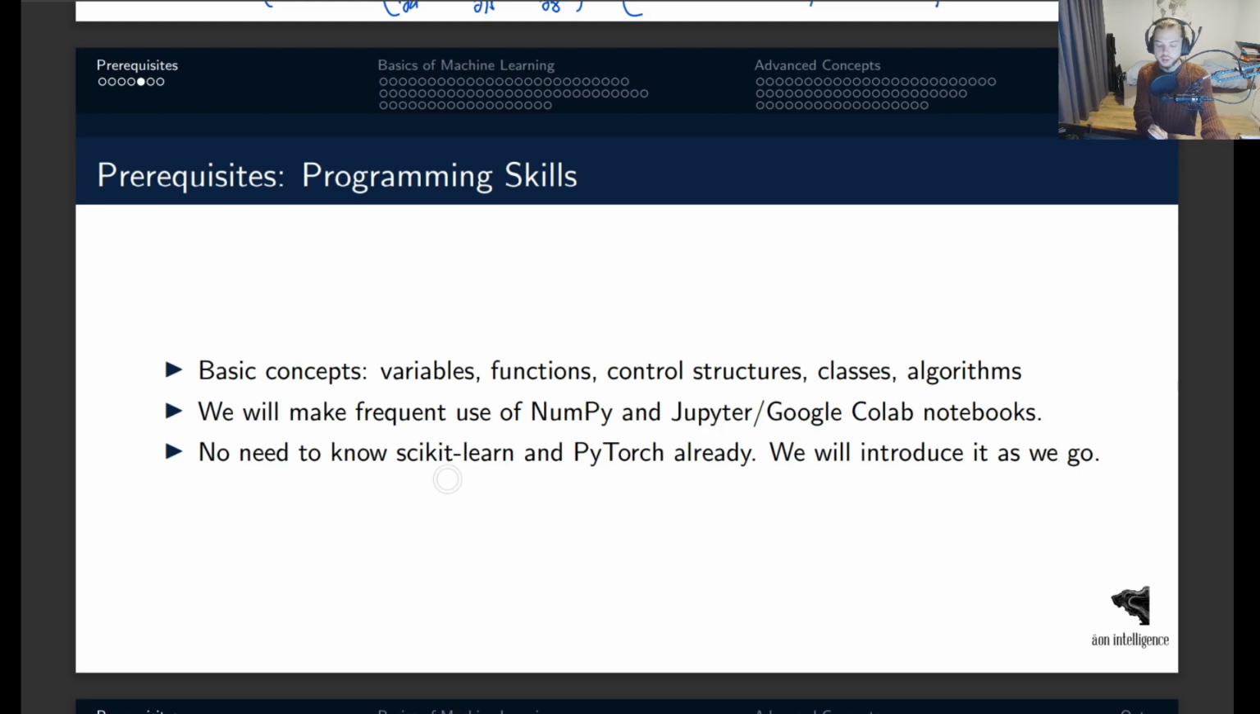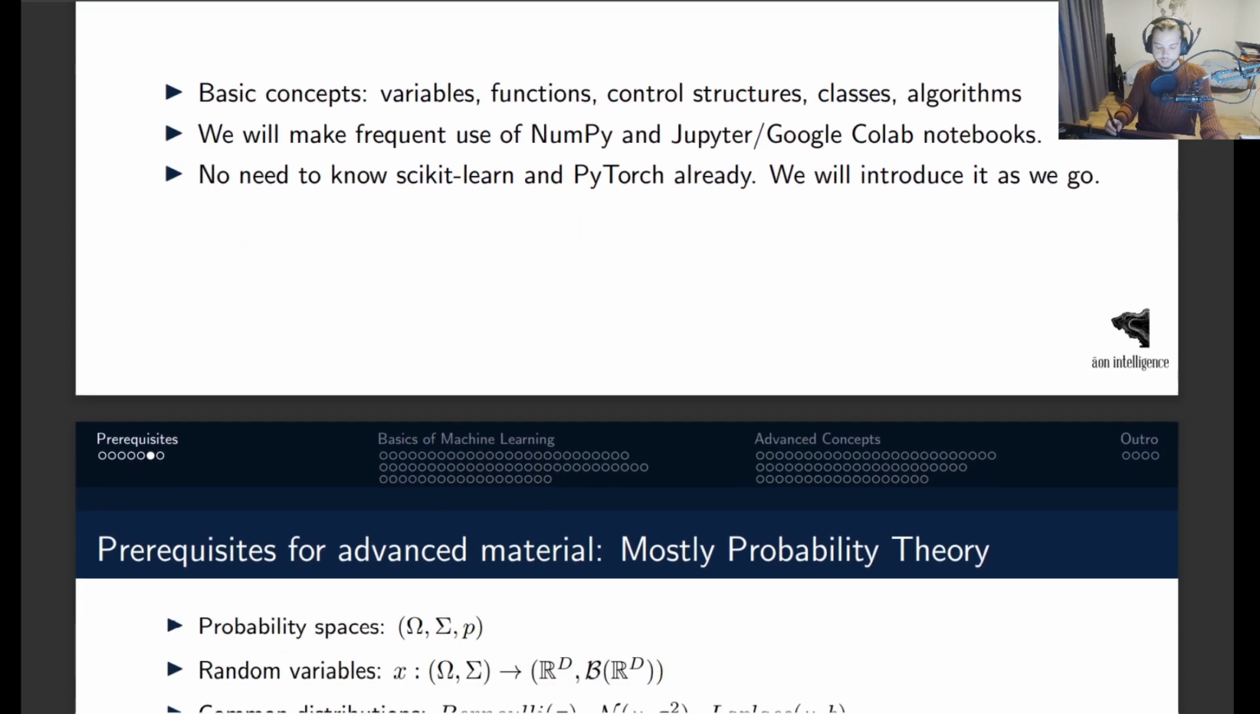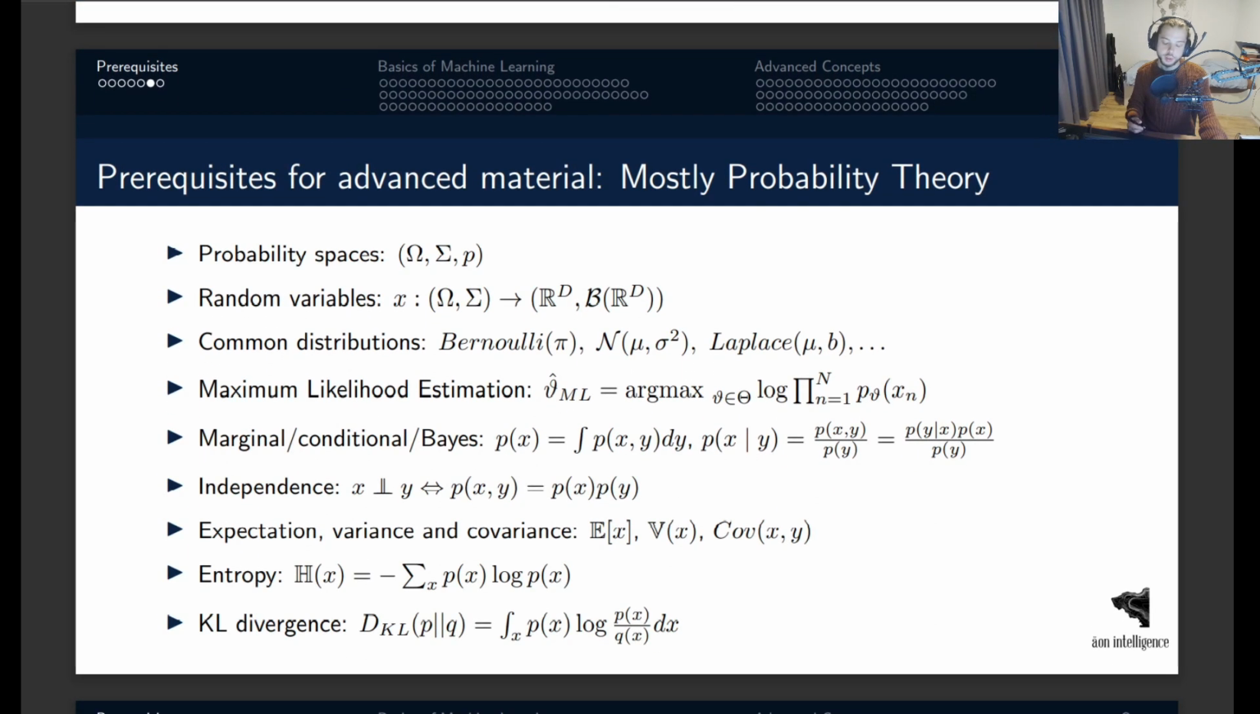And you don't need to know scikit-learn and PyTorch already. These will be the packages we'll be using most of the time when we do machine learning. Again, there will be no need for you to know them already. We will introduce them in the exercises. Over the course of this module, but also for the rest of the fundamentals of machine learning program, there will be advanced material as well, material that will be hard to digest.